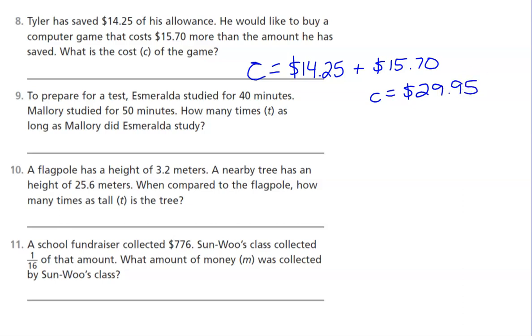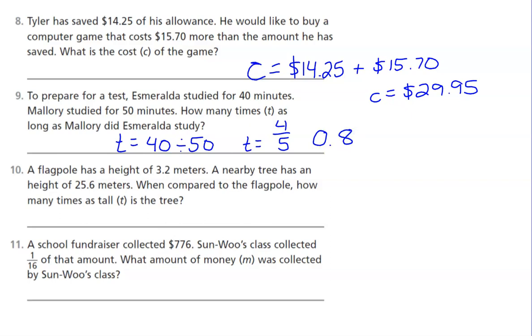Number 9, T equals 40 divided by 50. So T, I don't know exactly how you solve this one, so I'm going to give you 2 choices. You could either tell me that it was 4/5 times as long, or you could tell me that it was 0.8 times as long. Just depends on what way you solve that one.